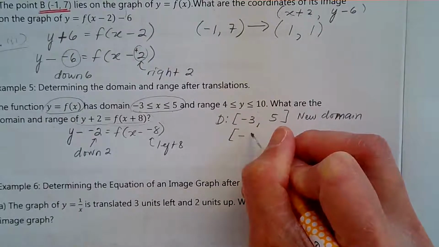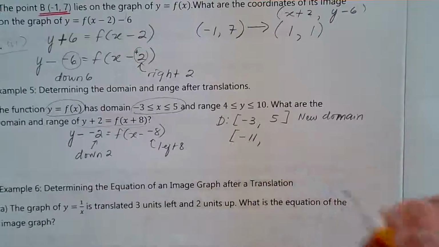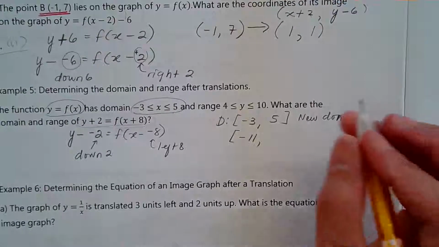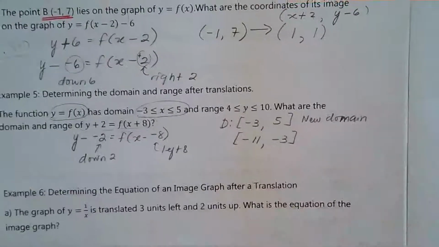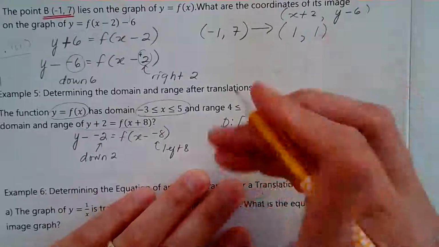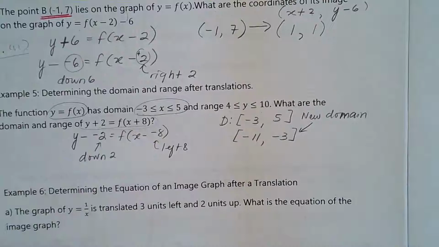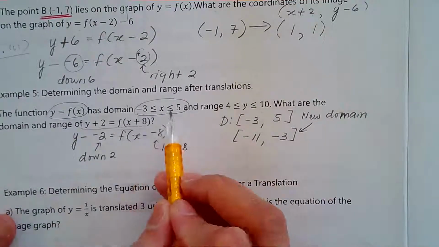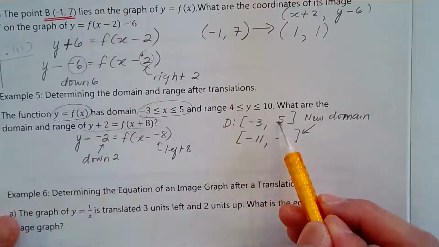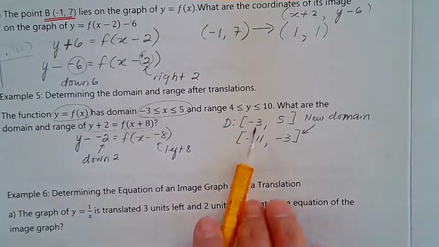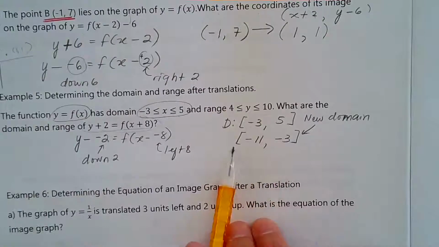Negative 11, and then the 5 moved to negative 3. Is everybody okay? New domain is this. We don't know what the function looks like, but we know that the domain is between negative 3 and 5, and everything is shifted to the left.